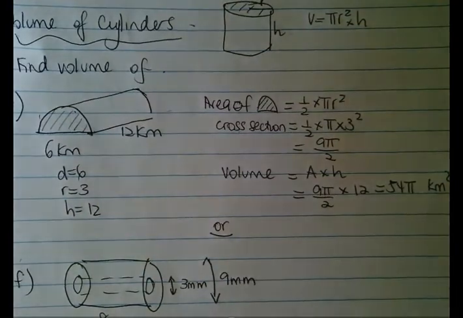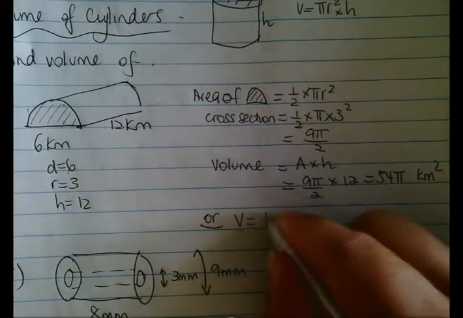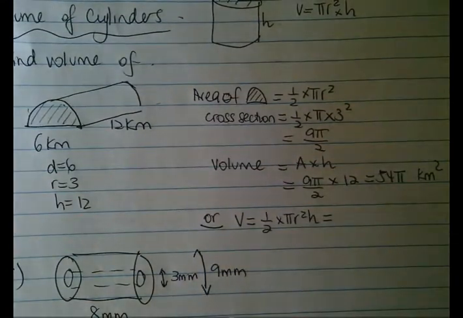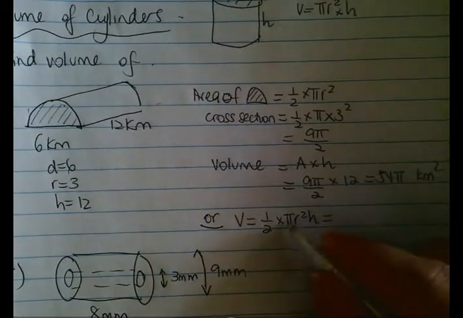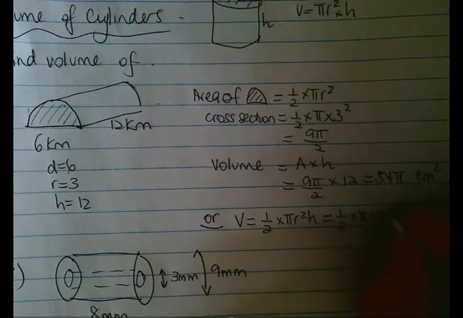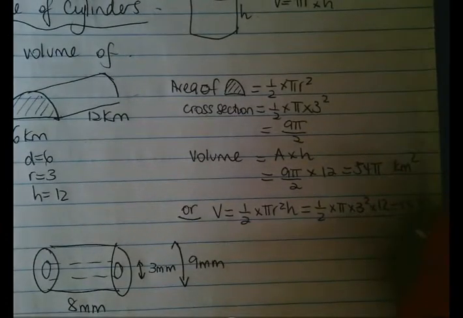Or you can just do it all in one step. That's doing the cross-section separately and then the volume. Or you just say, I've got half a cylinder. That's the good thing. This is actually a good way because with volume, it's different to surface area. It's much easier. The formula for volume of a cylinder is pi r squared h. This is the other quick way. A half times pi times 3 squared times 12, which is 54 pi kilometers squared.